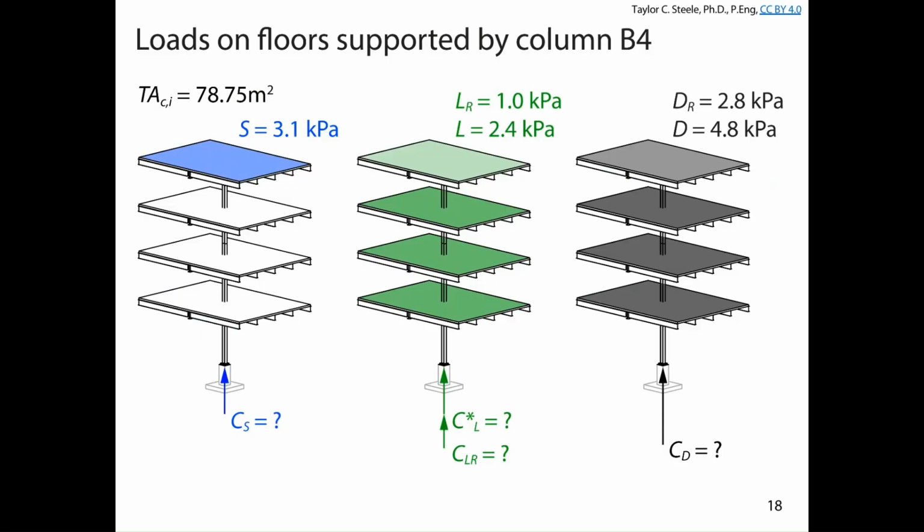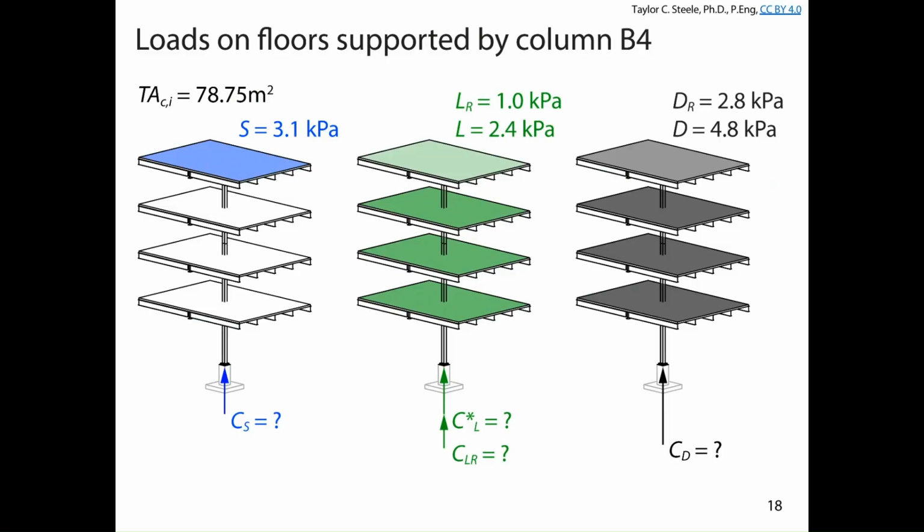And then we've got dead loads, roof and interior floors shown here. What we need to do is figure out what the total compression on the bottom column is going to be under these applied loads. So we're going to start with snow.